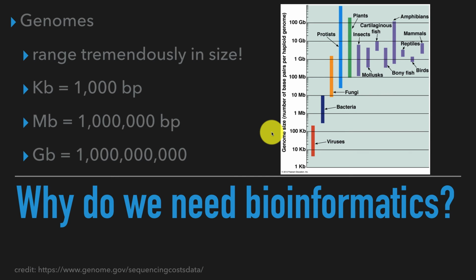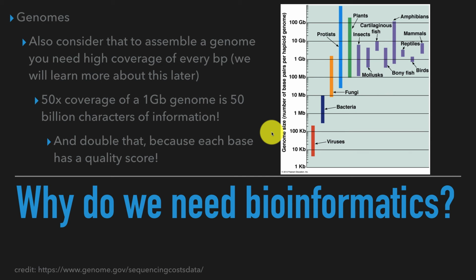These vary tremendously in size, but for the sake of argument, let's say you just want to sequence an average eukaryote of a 1 gigabase genome. Typically, and we'll talk about genome assembly, you want around 50 times as much sequencing as is the size of your genome. We call that coverage. So if you have a 1 gigabase or 1 billion base pair long genome, you want about 50 billion characters of sequenced data. But double that number because every base pair has a quality score when you first get it from the sequencer. So we're looking at a file that has 100 billion characters of data.